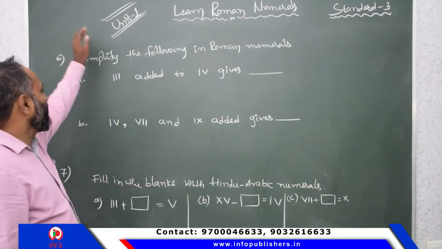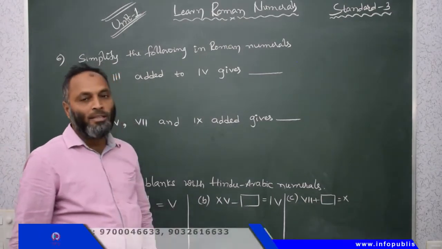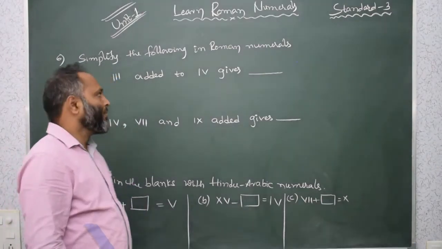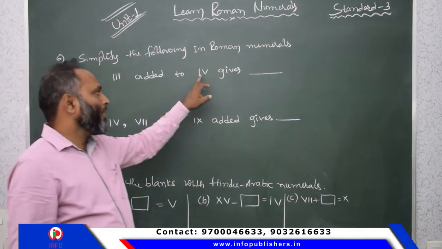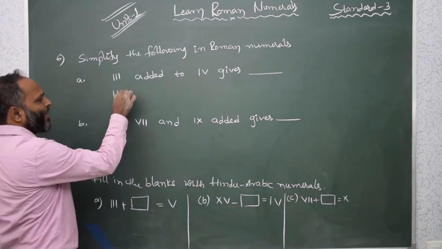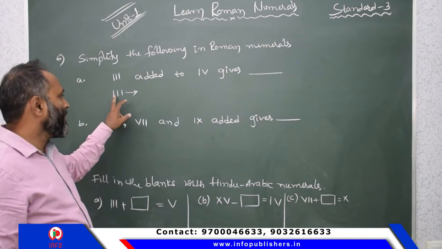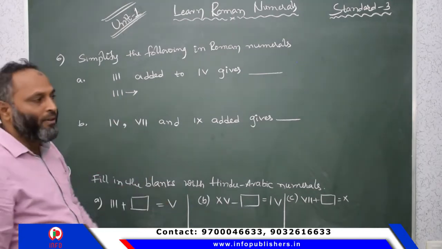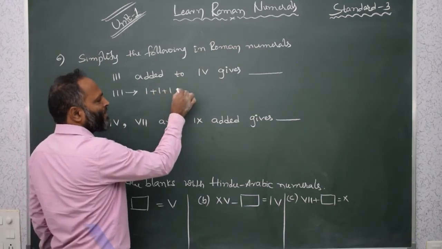Yes, now students, this is simplify the following in Roman numerals. So simplification. Then how to simplify? Here, I added to III gives what? Here I means 1. Here it repeats. How many times does it repeat? 1, 2, 3. Repeated means we have to add. 1 plus 1 plus 1 is equal to 3.